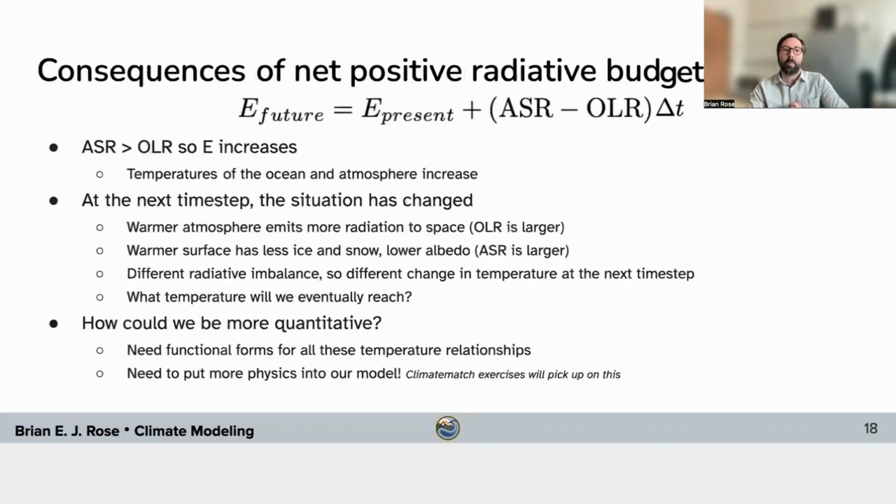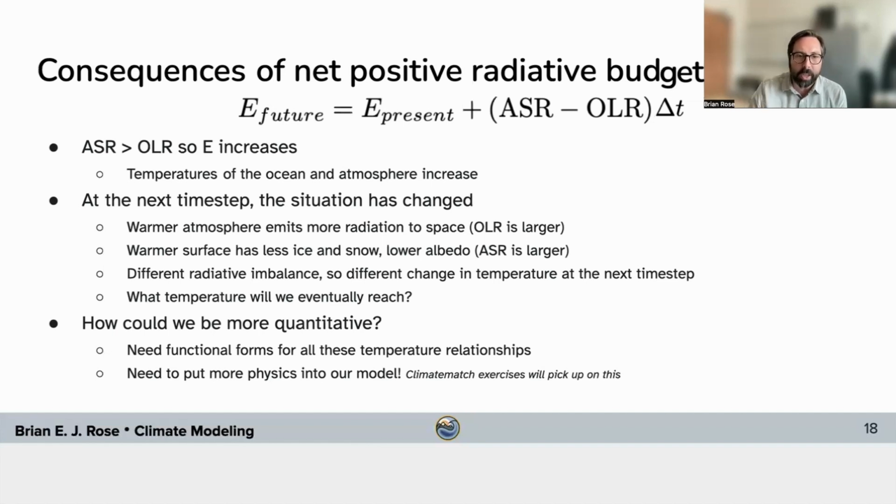So I can think about what might happen if I represented, by bringing some more physics into this model, the role of temperature in each term in this equation, and I go through a process of moving forward in time. So initially, as we've said, ASR is greater than OLR and E has to go up. So the very first time step, I would get a larger E, right? And that would cause the temperatures of the atmosphere and ocean to increase.